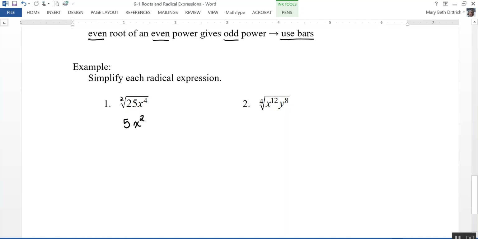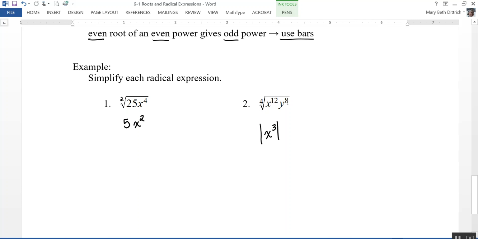Number 2, the 4th root of x to the 12th, y to the 8th. So evaluate each one of those separately. The fourth root of x to the 12th is going to be x to the third, because x to the third times itself 3 times gives me x to the 12th. But I did take an even root of an even power, and I got an odd power as my answer, so I need bars on that.